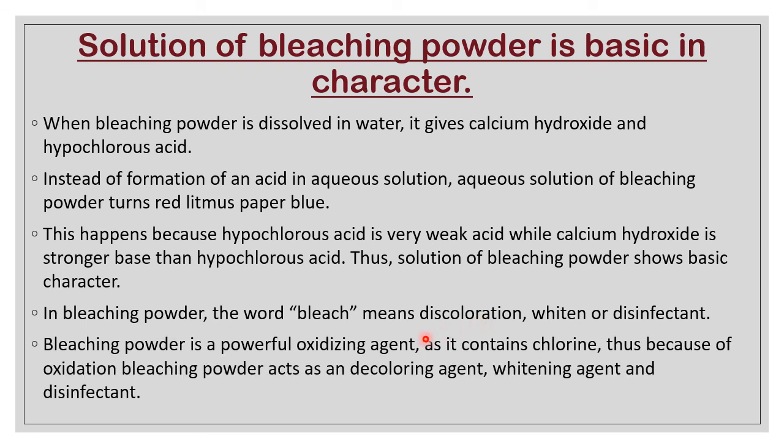Bleaching powder is a powerful oxidizing agent as it contains chlorine. Thus, because of oxidation, bleaching powder acts as a decoloring agent, whitening agent, and a disinfectant. Bleaching powder continuously keeps giving off chlorine, so nascent chlorine comes out from the bleaching powder. That property is used in water for removing color, because chlorine removes the color. So it acts as a decolorizing agent or oxidizing agent.